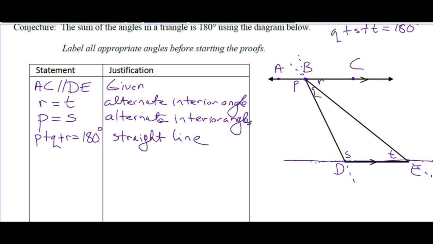Okay, but what's angle P equal to? S. And what's angle R equal to? T. So we can say Q plus, now instead of P I can write S, and instead of R I can write T. So Q plus S plus T is 180 degrees by substitution.